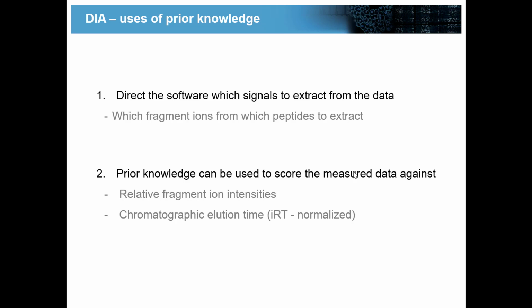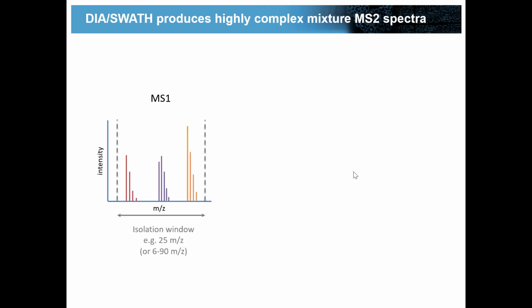I mentioned in the first talk that we can look at the relative fragment ion intensities in the library spectrum, and compare this to what we see in the extracted data and see whether they're coherent. We also can know something about the chromatographic elution. That means we know where this peptide should appear in retention time, and so this is useful information to have.